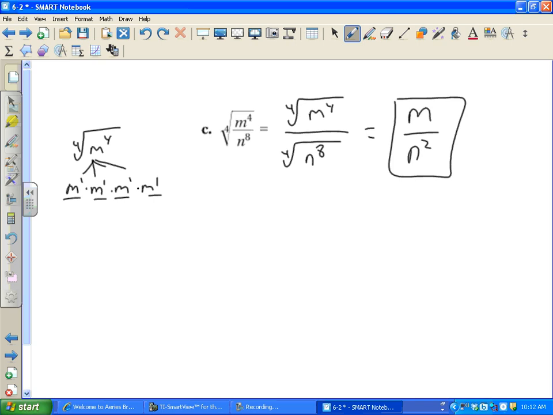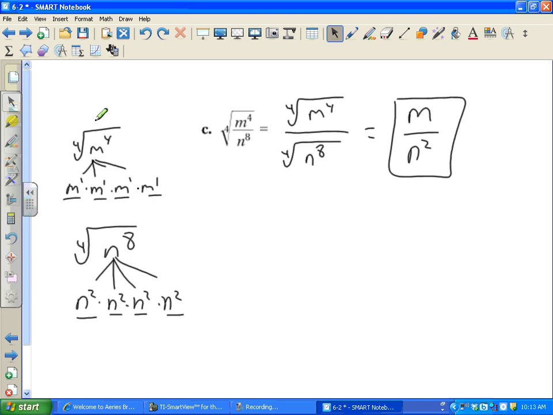If I'm looking at the 4th root of n to the 8, 4 goes into 8 twice, so that means I'm going to factor tree that down into n squared times n squared times n squared times n squared. Now I have 4 of that to take outside. So hopefully you'll see how I'm breaking that down. That division works good for those exponents.